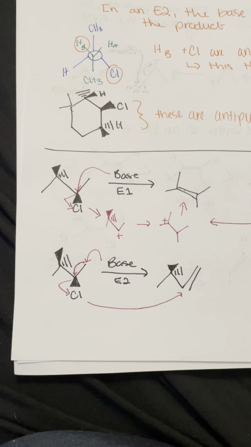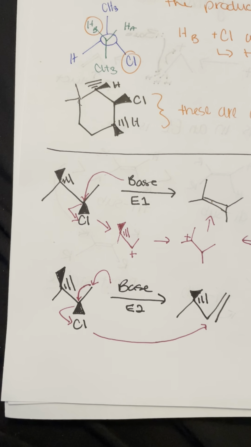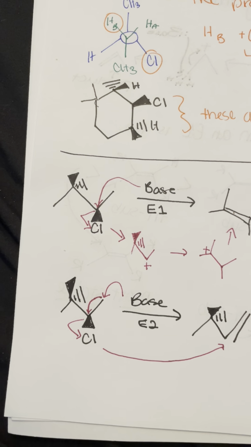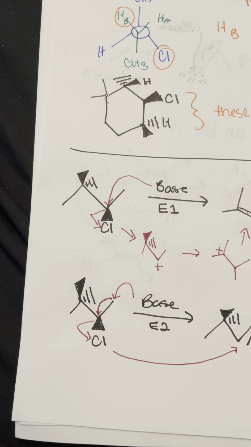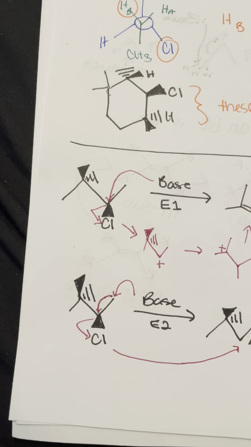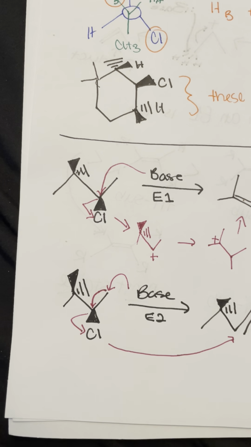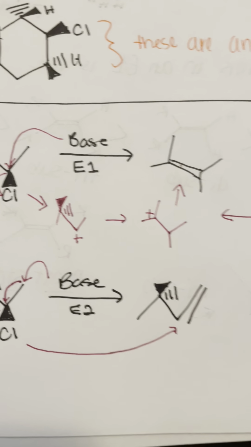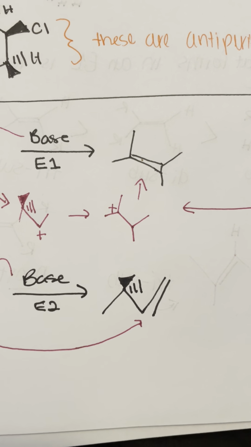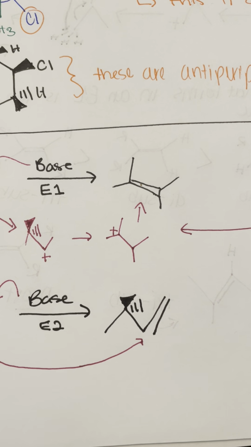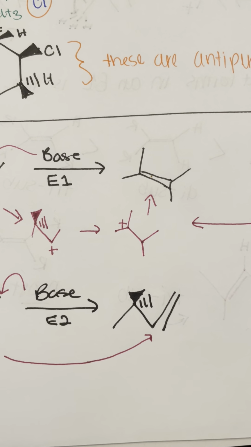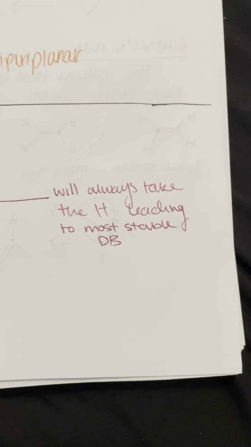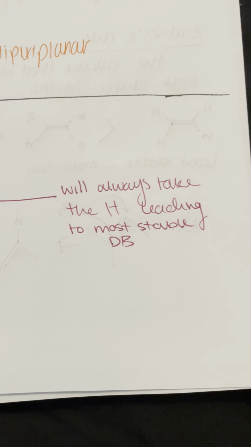Now in the first example with the E1, the base attacks the carbon attached to the wedge, and the wedge attacks the Cl. Well, overall the base attacks the Cl, but little by little the Cl leaves, turns into the carbocation. There's carbocation rearrangement, and the double bond is formed where the carbocation is to become an alkene. And as you should know, they will always take the H leading to the most stable double bond.